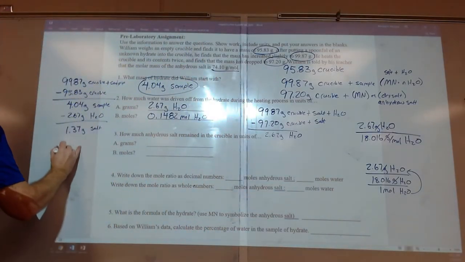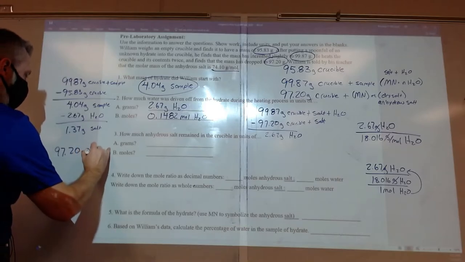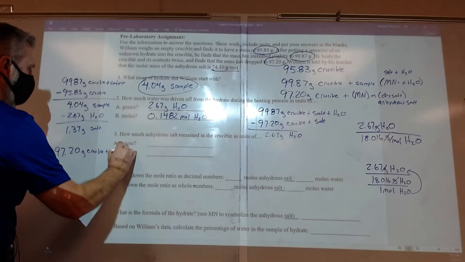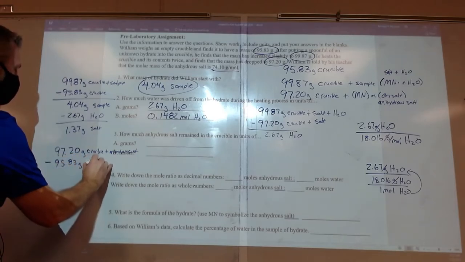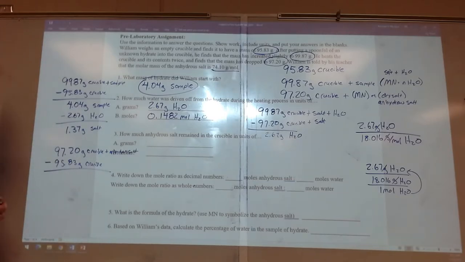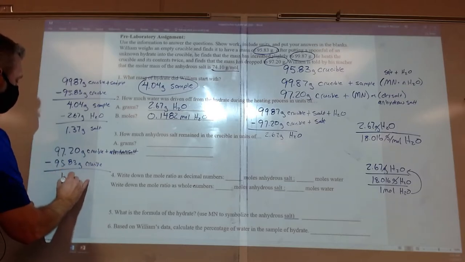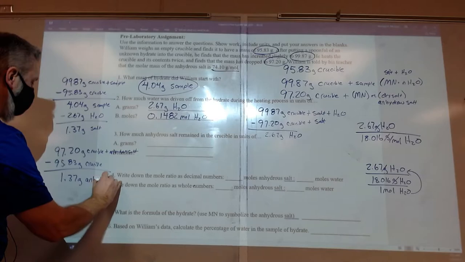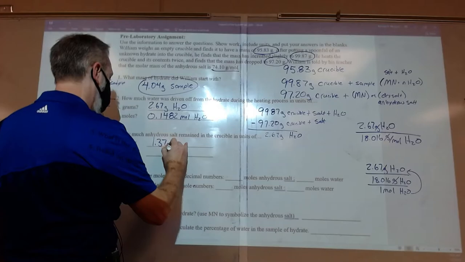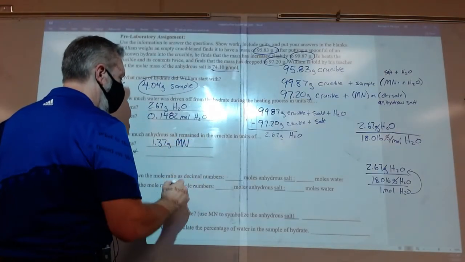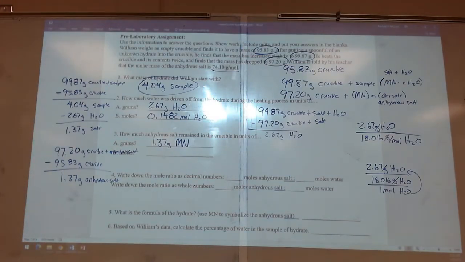That's another way I could have done this. I could have said 97.20 grams, crucible plus anhydrous salt, minus 95.83 grams, crucible, okay? And if I did that, magically I get what? I still get 1.37 grams of anhydrous salt. Y'all okay? Okay. So anhydrous salt, 1.37 grams. And I don't know what it is. I'm just going to call it MN. Y'all okay with that? All right.